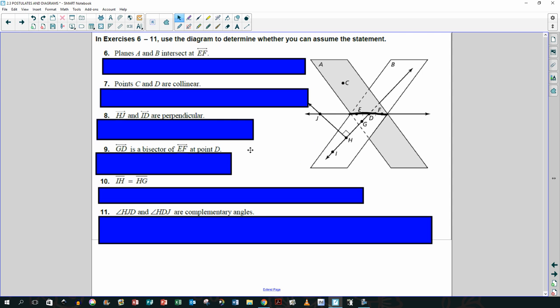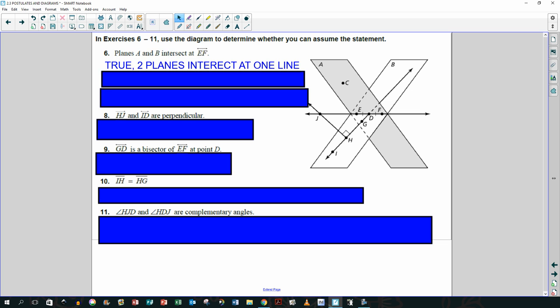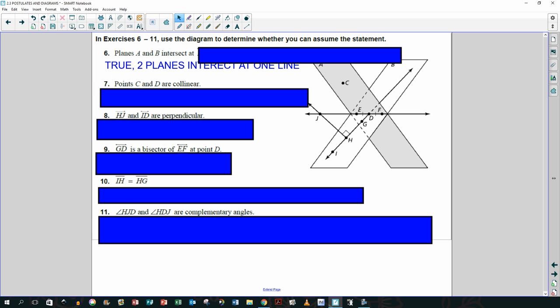All right, and the last thing, we're going to look at the picture, and from the picture we're going to determine if things are true or false, if we can assume them or not, and we're going to talk about why. So planes A and B. Here's plane A, that's the shaded one here, and B is this one going this direction. They intersect at line EF. So remember, true: two planes intersect at one line.